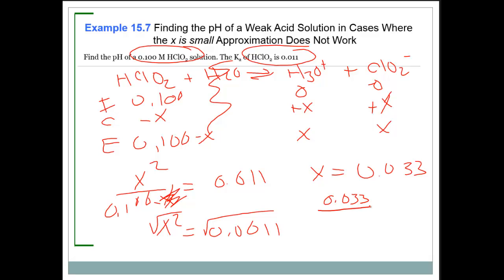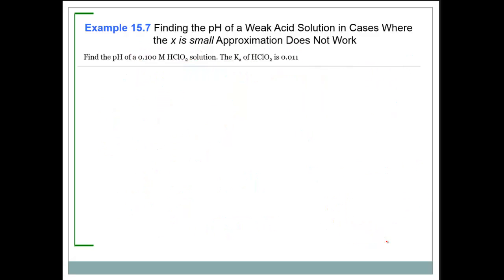0.033 divided by 0.100 times 100 comes out to be 33%. We are way off of our 5% max. That means that we have to go back and do the quadratic equation.